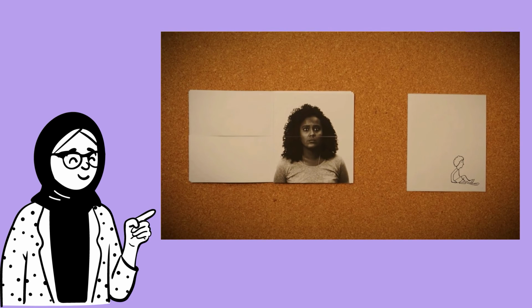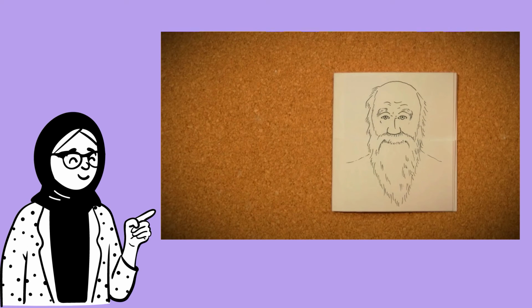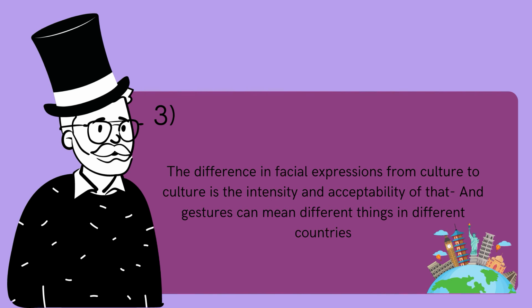Over the next few decades, further research has corroborated Darwin's idea that some of our most important emotional expressions are in fact universal. While Darwin proposed that facial expressions of emotions are universal, he also proposed that gestures are culture-specific conventions. The difference in facial expressions from culture to culture is the intensity and acceptability of them, and gestures can mean different things in different countries.